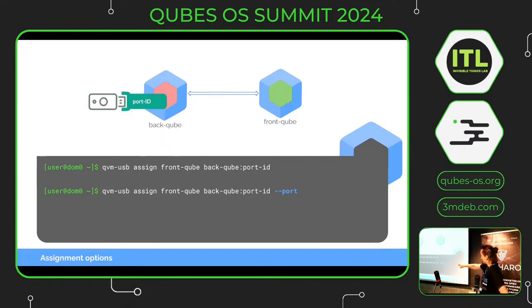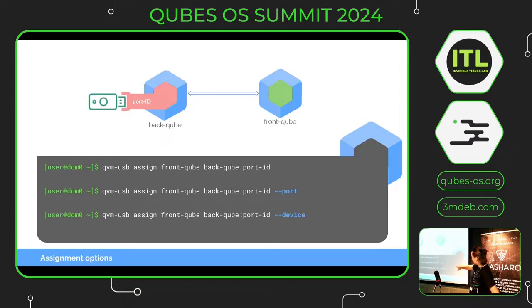Of course, I can use the dash port. The difference here is now this device is green, here this device is not green, so we attach only the port. So any device which will be attached to this port will be auto-attaching to the front-end VM now, because I only assign the port, not the device itself.